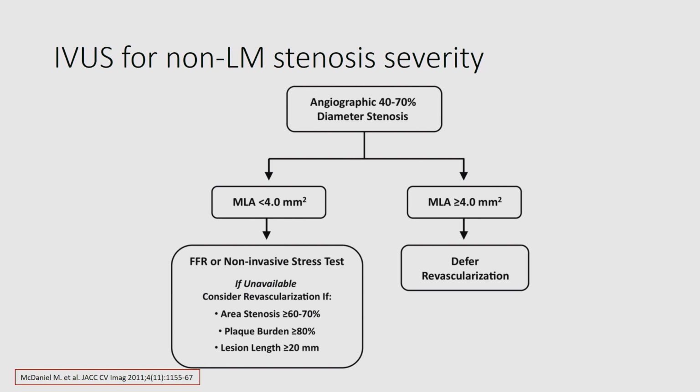In this paper, the authors recommended that if you have a luminal area on the IVUS of more than 4 millimeters squared, most likely it is not significant. But if it's less than 4 millimeters squared, consider non-invasive testing or FFR. But if you really don't have those available, then consider luminal stenosis measurement, plaque burden measurement, or lesion length measurement to help identify if this could be significant.